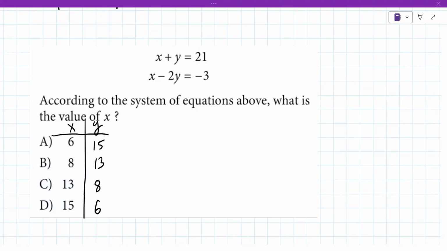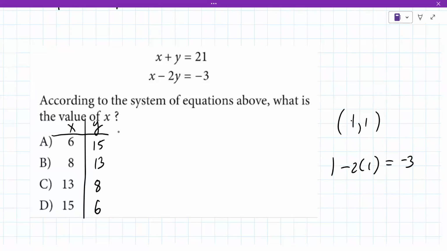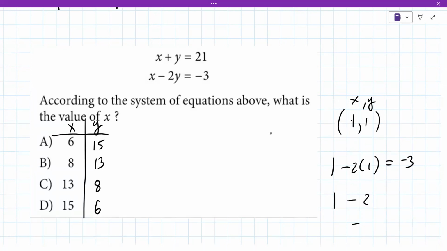I forgot how to plug it in. If you're trying it in the second equation, you take the x value, put it in, minus 2 times the y value. I'll just pick numbers that don't work, like 1 minus 2 times 1. Does that equal minus 3? The answer is no. It's got to be from this list, but you're plugging those numbers in for x and y, multiplying by 2 and then subtracting. So this is 1 minus 2, which is minus 1. That is not minus 3. Does that help? Yeah. Okay.